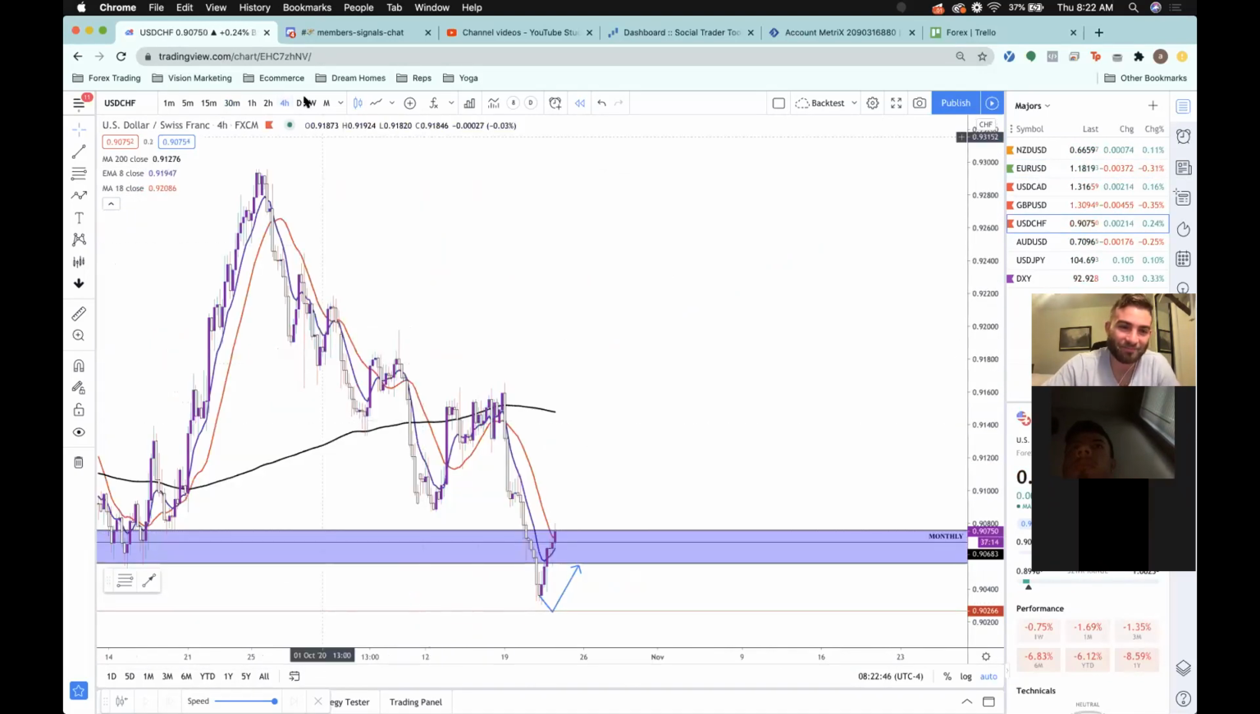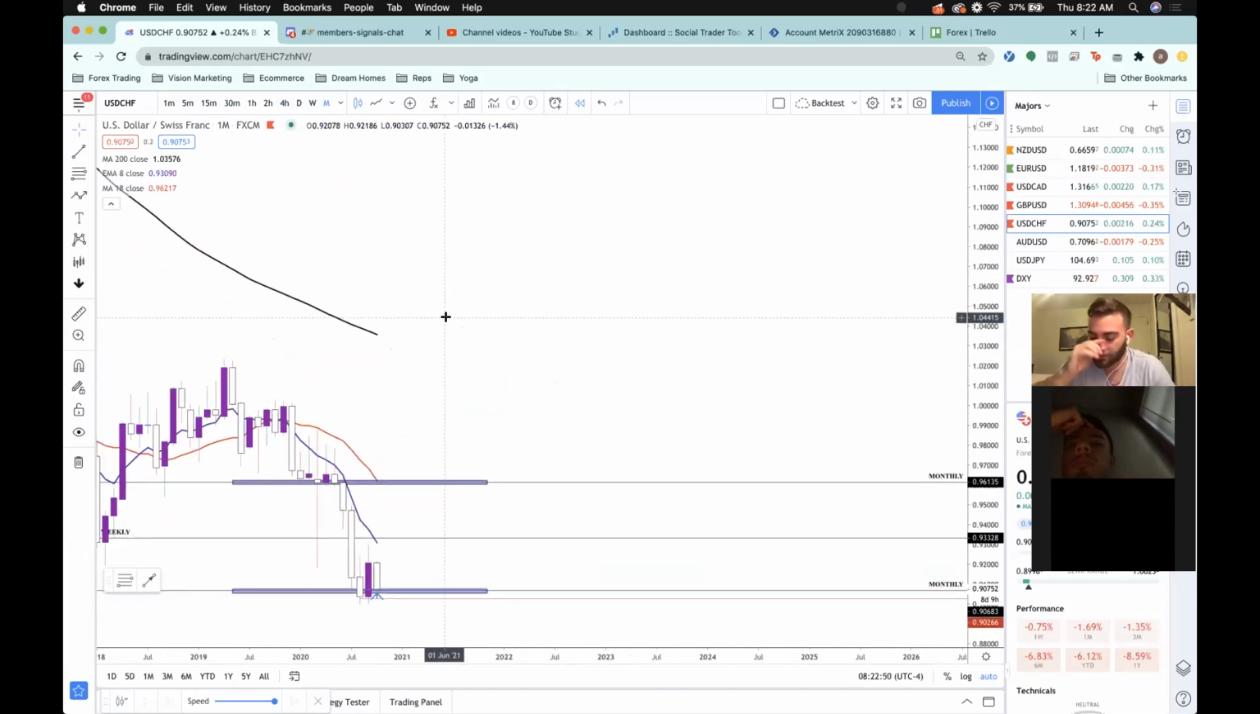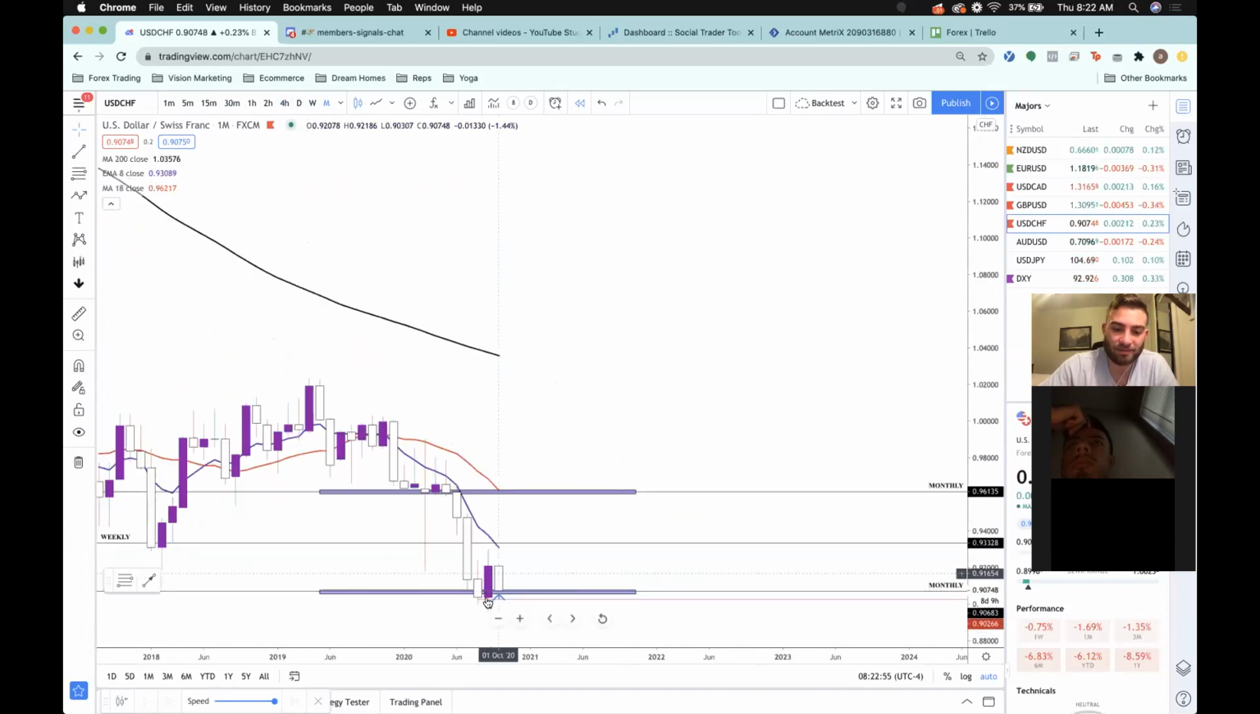All right, let's bump up to the monthly time frame on USEF. So looks very similar to EU. We just hit this monthly level, got this bullish engulfing candle at that level, and overall red over blue. So that's the story that this market's telling us.